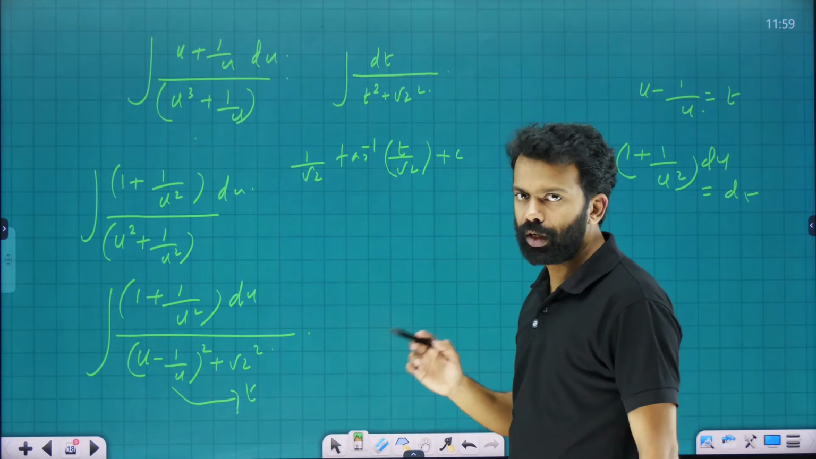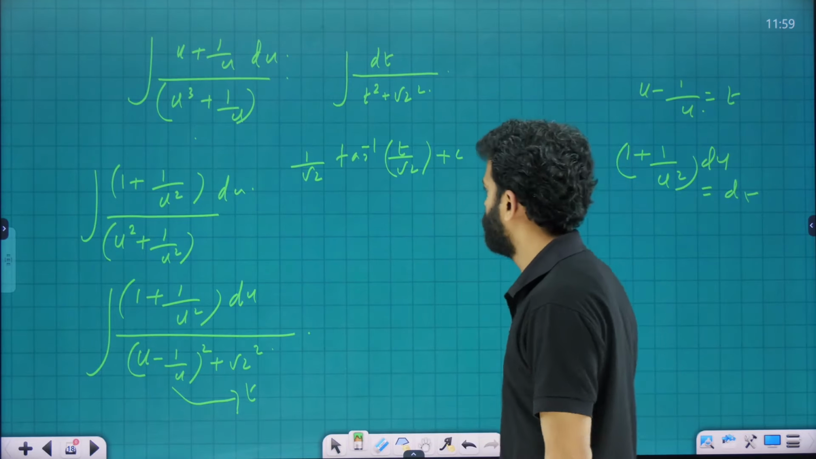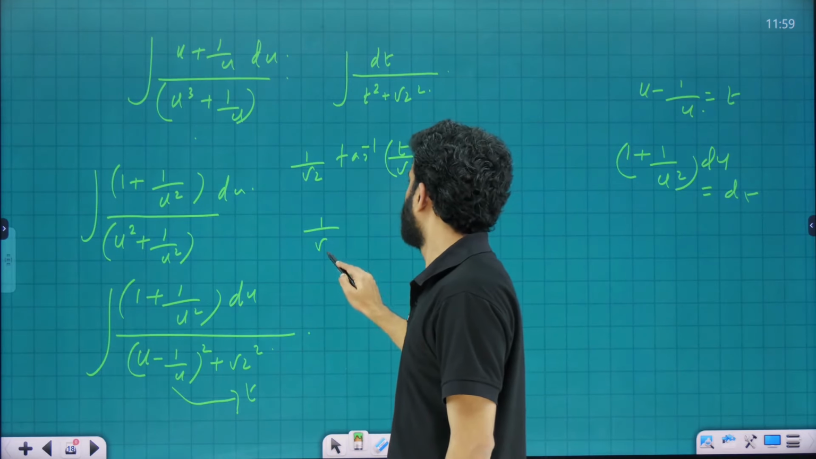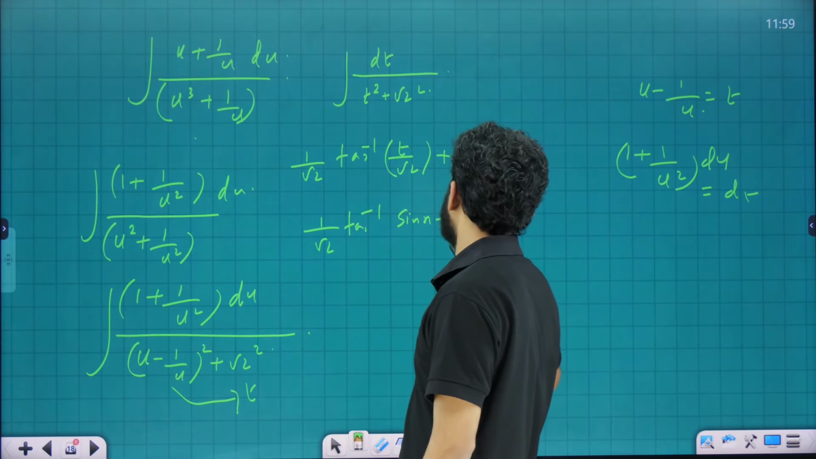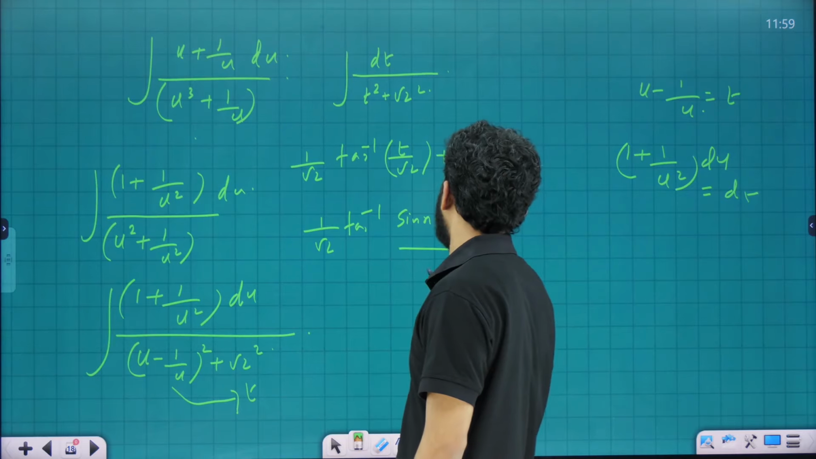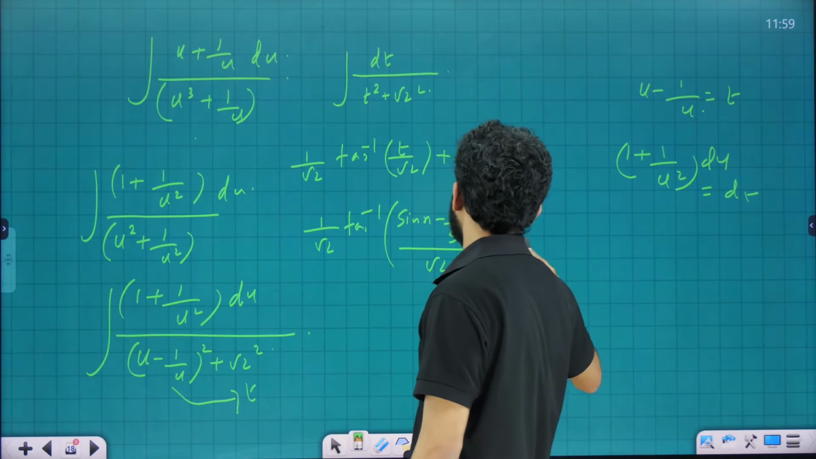U minus 1 by u. And what was the value of u? Sin x. We can directly substitute it here. You will get 1 by root 2 into tan inverse of (sin x minus 1 by sin x) divided by root 2 plus c.